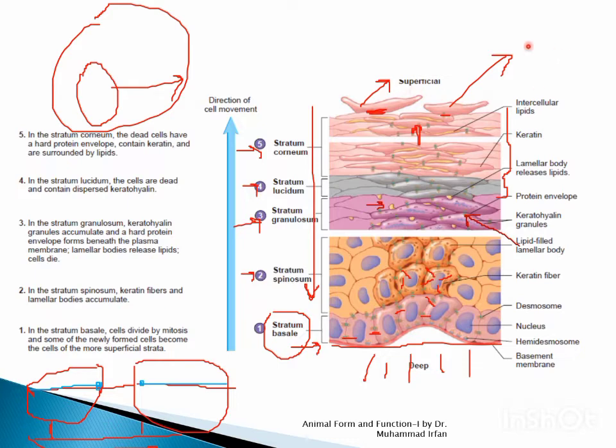The stratum corneum consists of cornified cells, which are dead cells that have gathered keratin in them, and they have also developed a protein envelope.